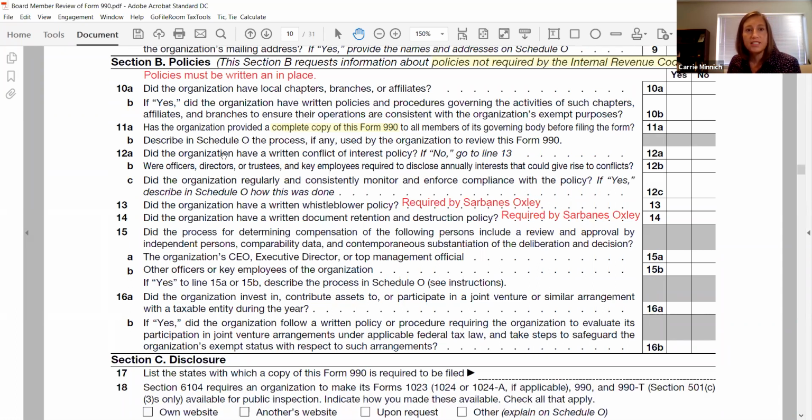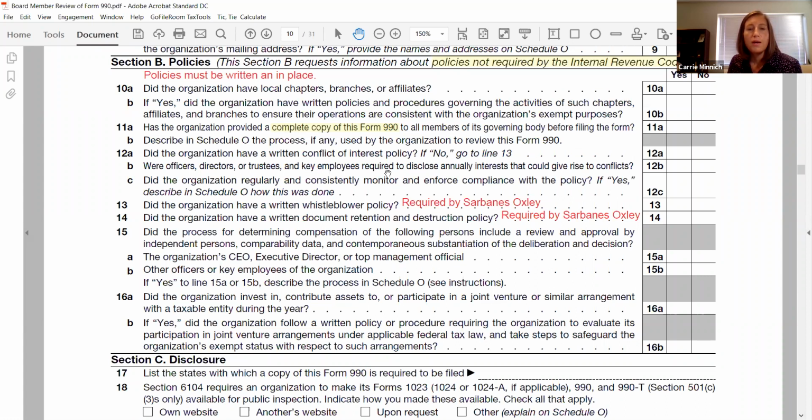The next question asks if your organization has a written conflict of interest policy. Hopefully all of your organizations do. I do know that currently when the IRS is accepting tax exempt applications, they will send it back if you don't have a conflict of interest policy. So maybe organizations that were created a very long time ago might not have one, but hopefully everyone does have a conflict of interest policy in place.